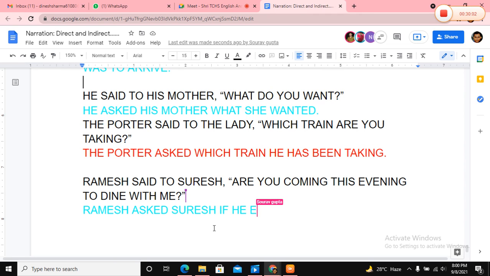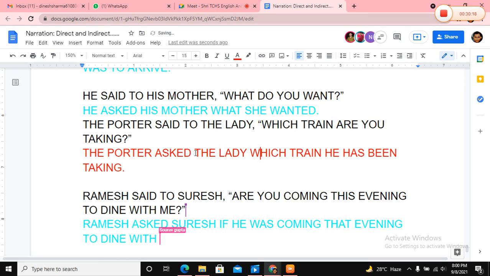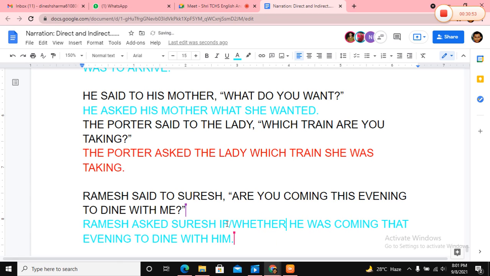The porter asked the lady, which train are you taking? The porter asked the lady which train she was taking. Nishant, it will be she was taking. Yes, sir. Simply, present continuous, past continuous. Ramesh said to Suresh, are you coming this evening to dine with me? Ramesh asked Suresh whether he was coming that evening to dine with him.